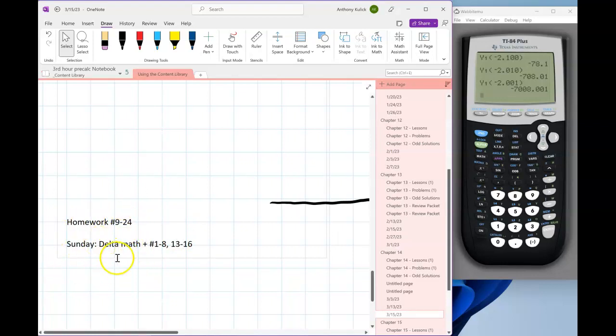For Sunday, we're looking for the Delta Math. You guys are looking for 1 through 8 and then 13 to 16. I'm done here. We did it. So 9 through 24 is next Sunday then? Well, the remainder's here. So like 9 through 12 and then 17 to 24 would be for next Sunday. You know what I mean?